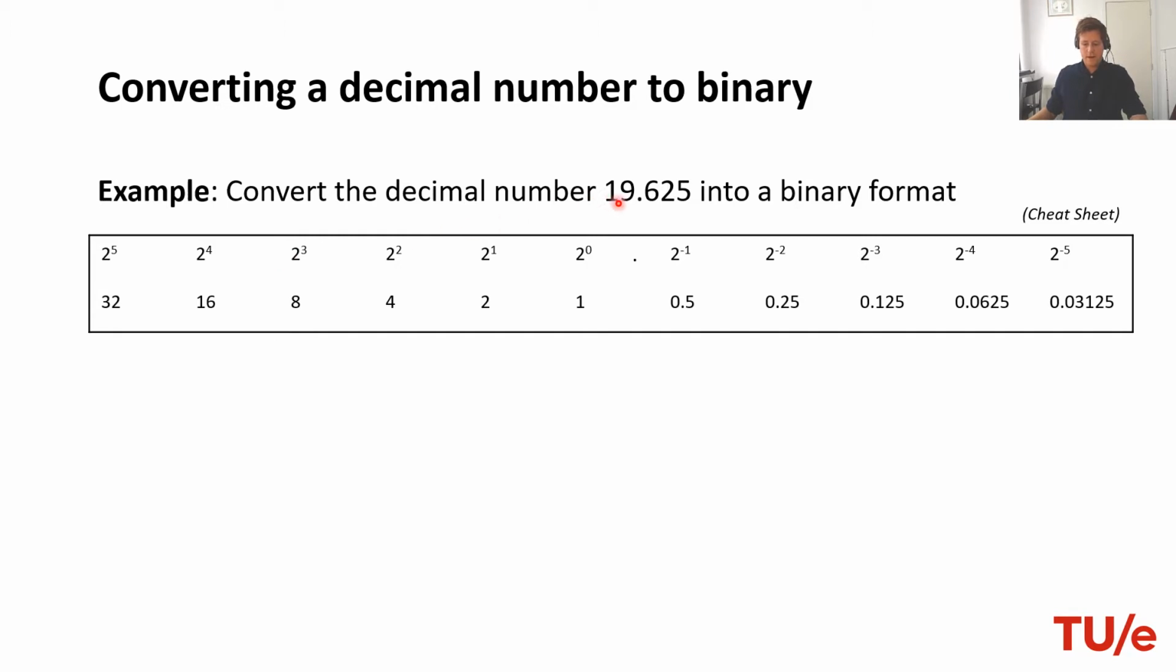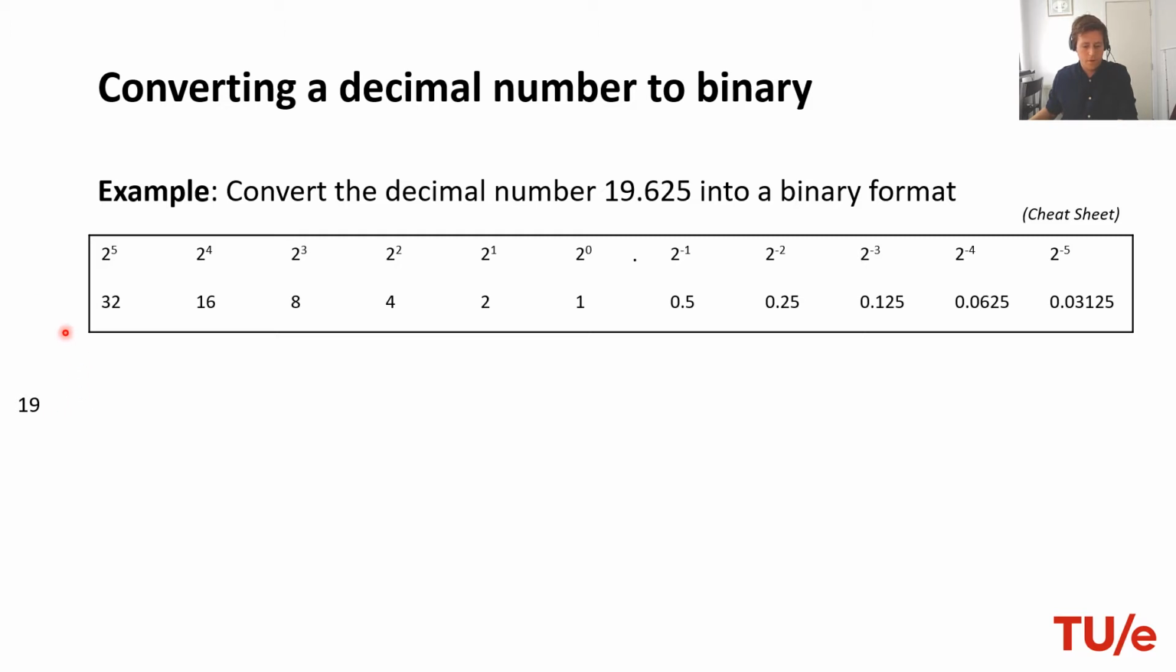So the number 19.625 consists of both the whole part to the left of this decimal point and the fractional part to the right of the decimal point. And let's treat them separately, as this is a bit easier to explain. So let's start with the part to the left of the decimal point, 19. So we have to form 19 out of powers of 2. Now, how will we do this?